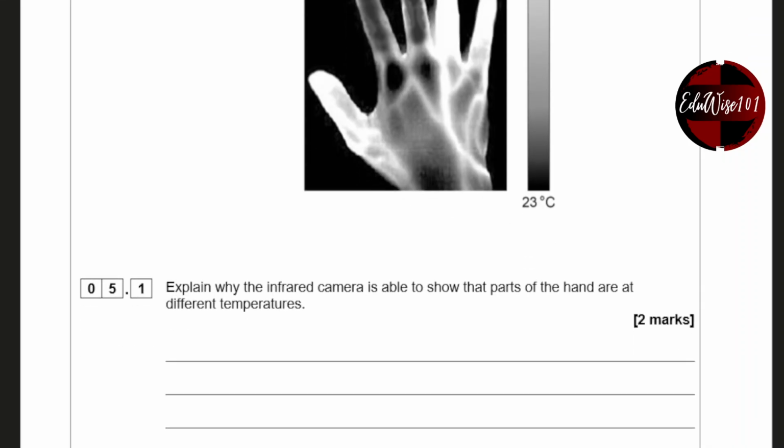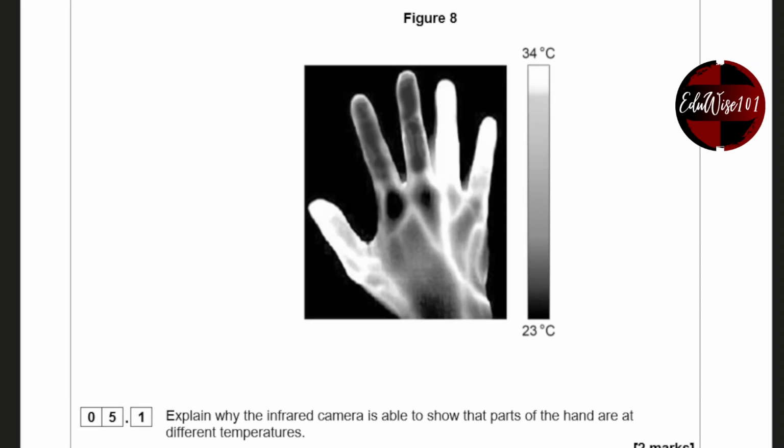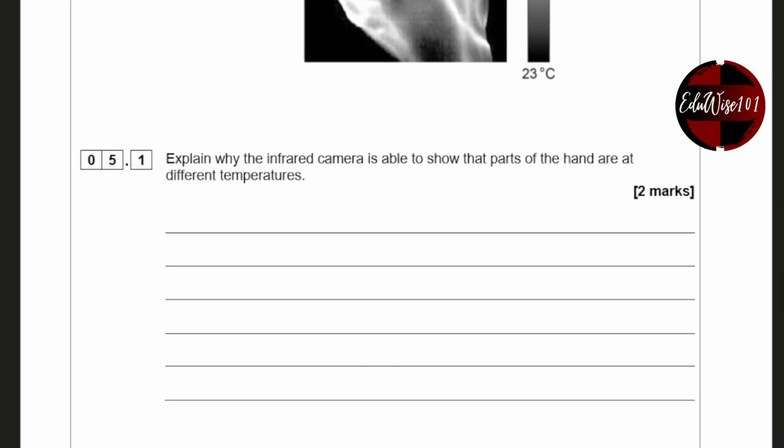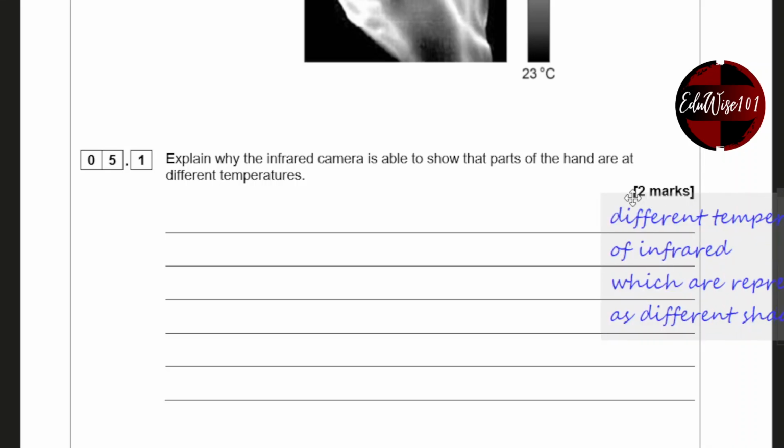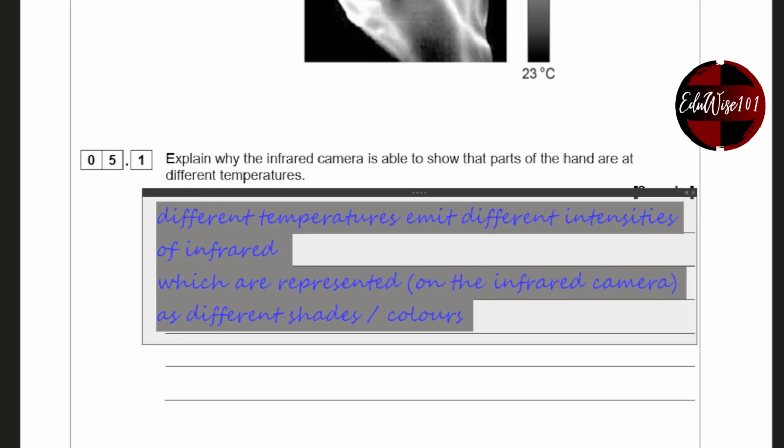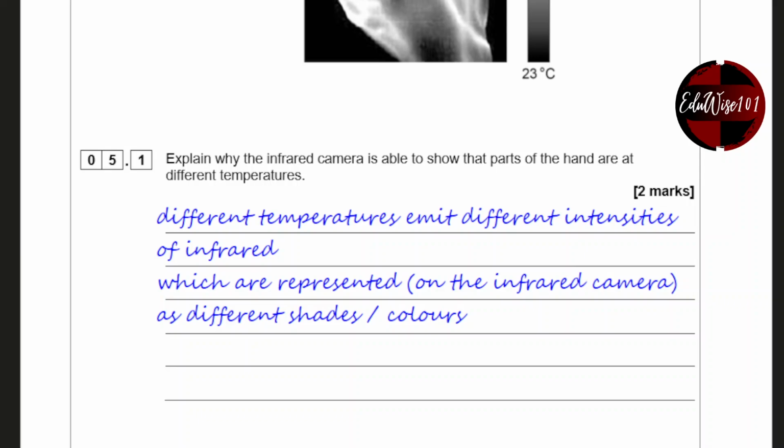Explain why the infrared camera is able to show that parts of the hand are at different temperatures. The reason it can show different temperatures is because there are different shades of gray or black or white. So different temperatures emit different intensities of infrared, which are represented on the infrared camera as different shades or colors.